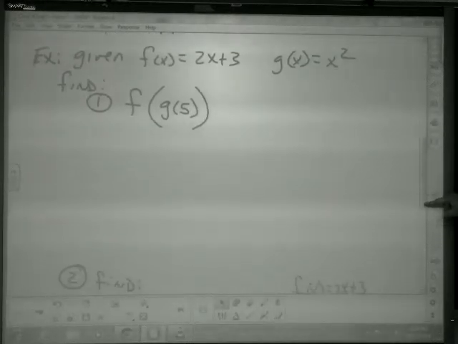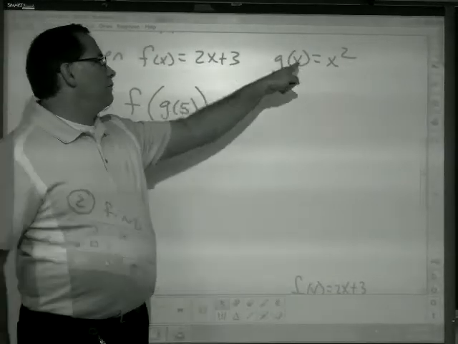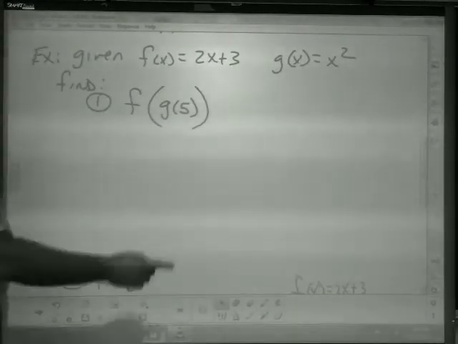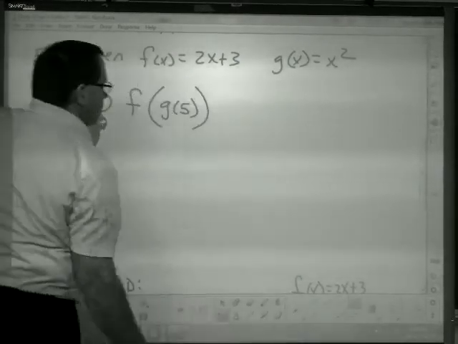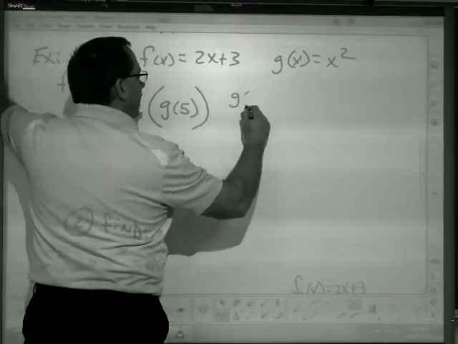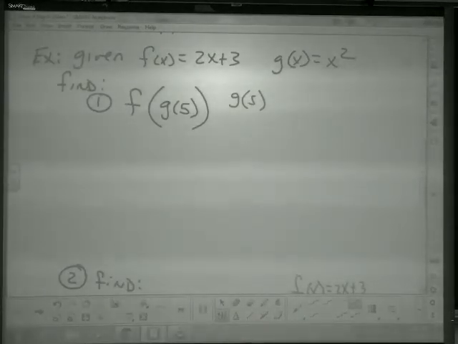So here's two functions. I have f of x is 2x plus 3. g of x is x squared. I want to do the f of the g of 5. So again, I have to do the g of 5 first. I have to do that first.